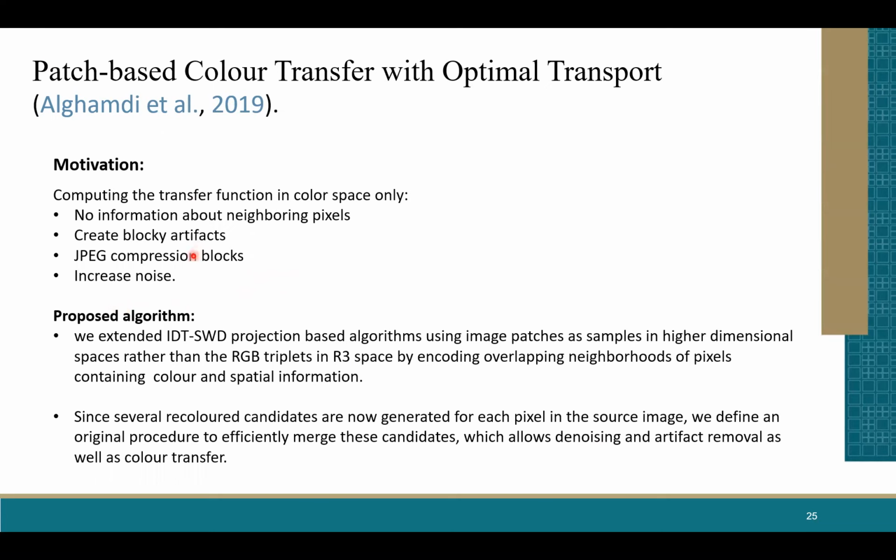In current color transfer methods, when the transfer process is performed in the color space only, it doesn't consider that coherent colors should be transferred to neighboring pixels. And this can create results with blocky artifacts, emphasize JPEG compression blocks, or increase the noise.